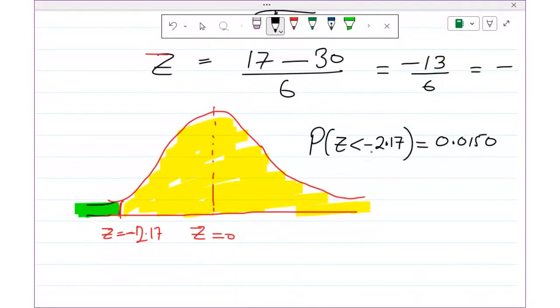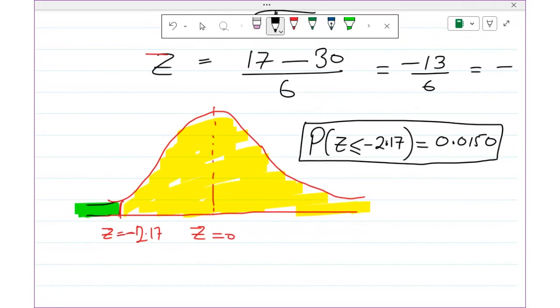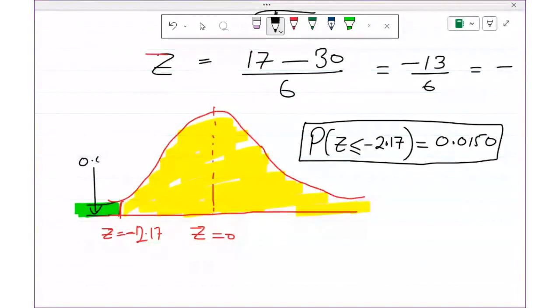So you are given this less than or equal to side, and you are asked for the greater than or equal to side. They will not tell you greater than or less than. They will just give you this value in the exam. You have to decide what it means. Since it is less than or equal to minus 2.17, it means they have given you this green color area, 0.0150. Now in the question they ask you to find the right side of this, the yellow color area.